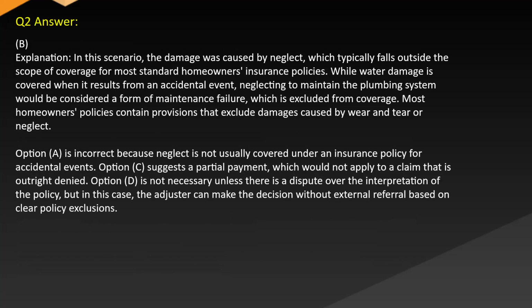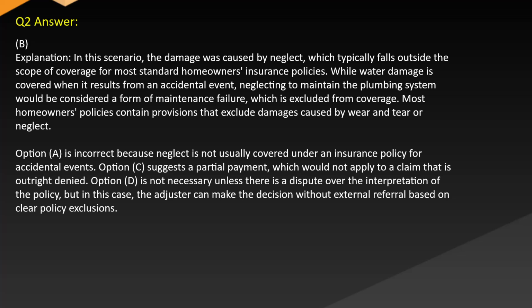Answer B. Explanation. In this scenario, the damage was caused by neglect, which typically falls outside the scope of coverage for most standard homeowners insurance policies. While water damage is covered when it results from an accidental event, neglecting to maintain the plumbing system would be considered a form of maintenance failure, which is excluded from coverage. Most homeowners policies contain provisions that exclude damages caused by wear and tear or neglect.